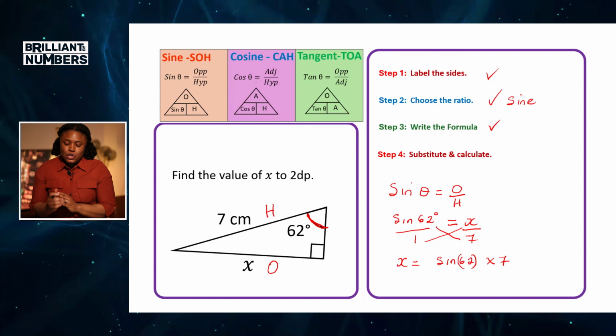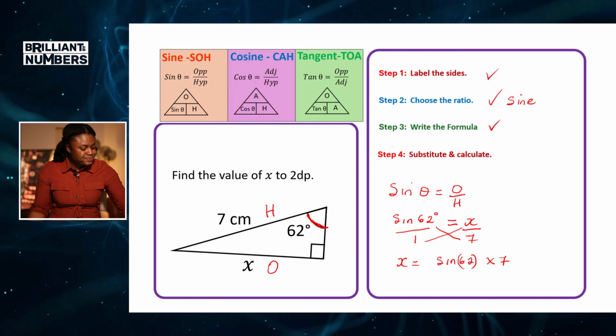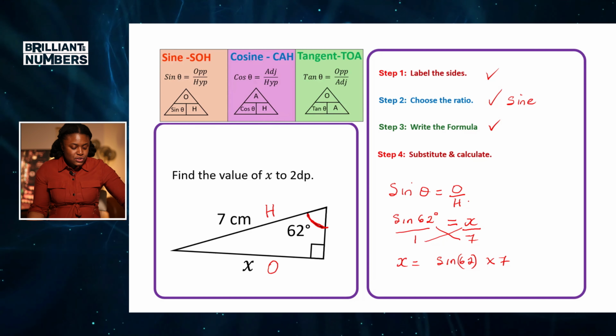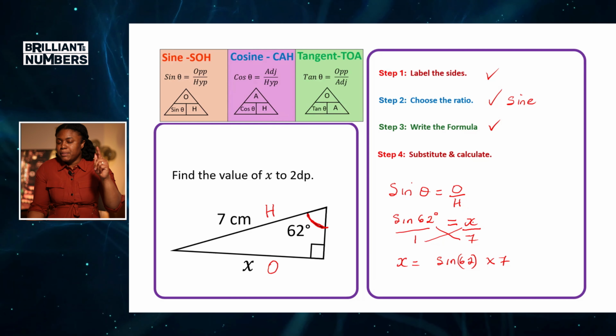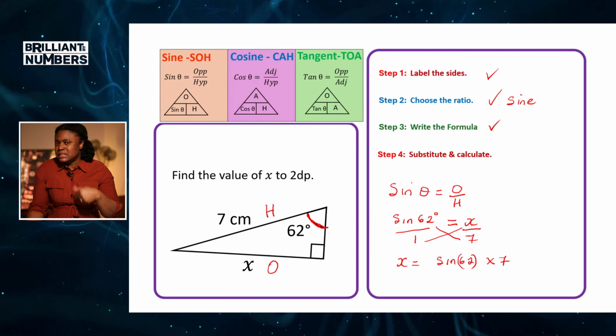If you do not put that 62 in brackets and then multiply by 7, your calculator is going to think you are finding the sine of 62 sine 7, rather than the sine of 62 and that answer multiplied by 7. So now we are going to put this in our calculator. Now, I want you to look for patterns here as well, because in this question our letter is on the numerator, but what if your variable is in your denominator?